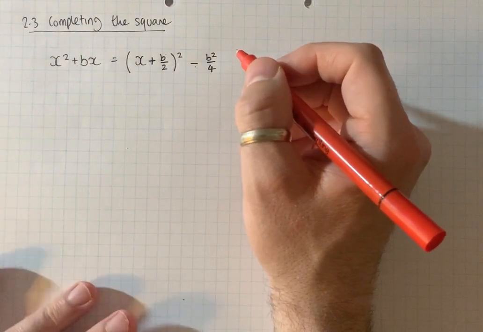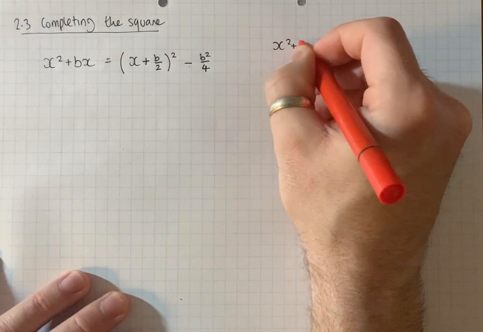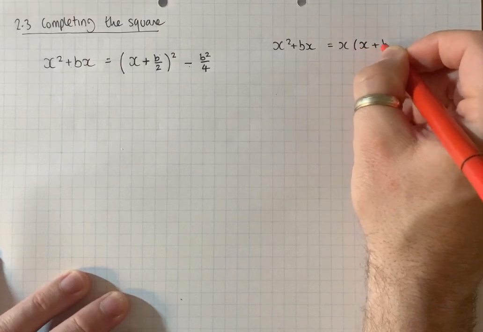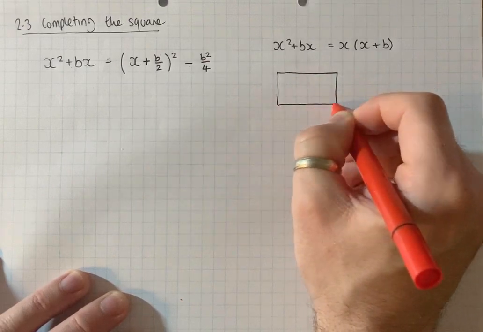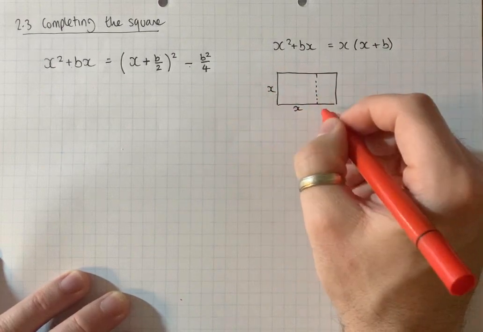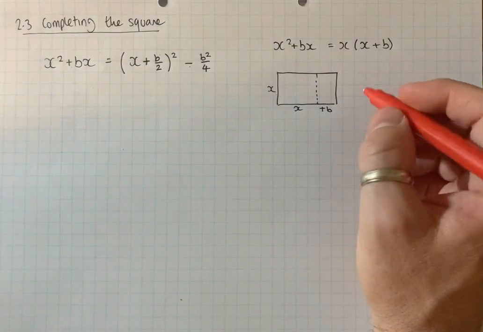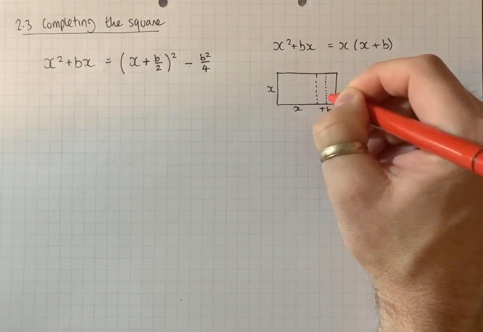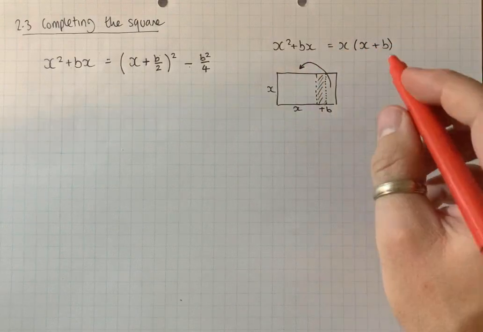Okay, just to show you quickly where that comes from. If we think about x squared plus bx, we could factorise the x out and say it's x times x plus b. So think about what that would look like as a shape. It would be a square here, x by x, with this extra plus b. Now what if we wanted to turn it into a square? Well, what we could do is cut this b part in half, leave this here, and then take that and slam it onto the top.